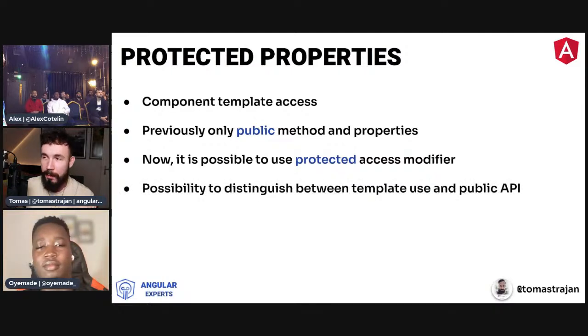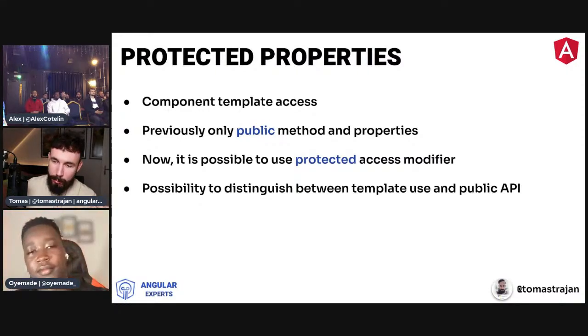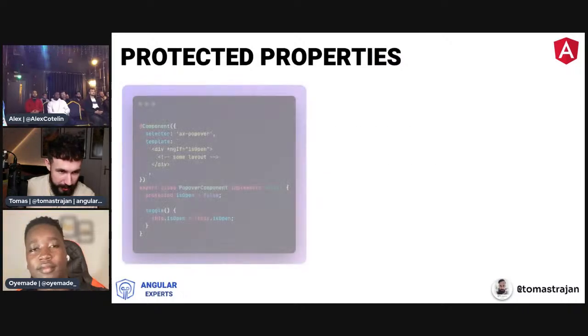But we then might need some other properties and some state which we need to use in the template, and then we can mark those with protected, so the consumer will not see them and not be able to change them, which is great. So it gives us the possibility to distinguish between the template use and the public API of a component. For services, it doesn't really make a difference because we could just mark stuff as private. So this is very nice. So how does it look?